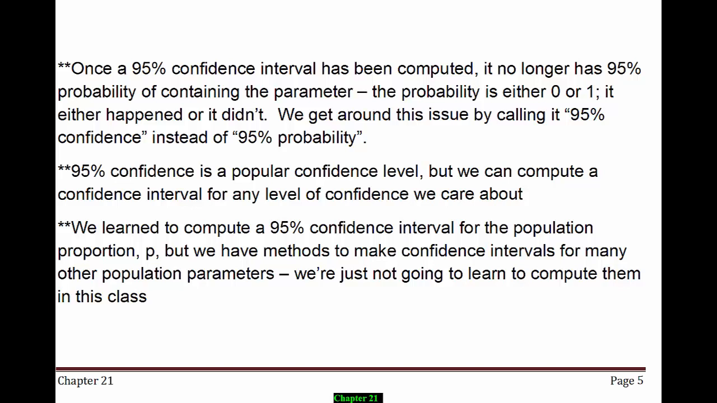95% is a popular confidence level, but we can compute other confidence intervals for any level of confidence we care about. It's just you're most of the time going to see 95% confidence. We learned to compute a 95% confidence interval for the proportion p, but we have methods to make confidence intervals for many other population parameters. We're just not going to learn those methods in this class.